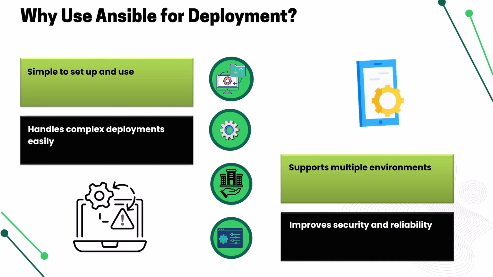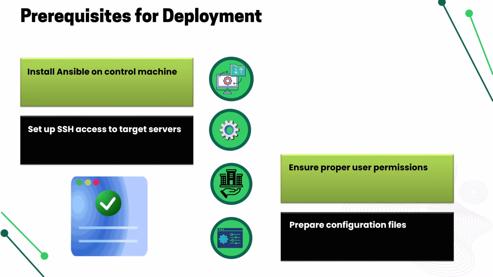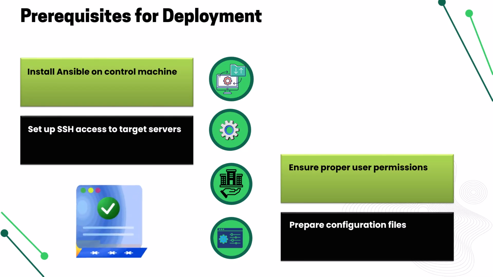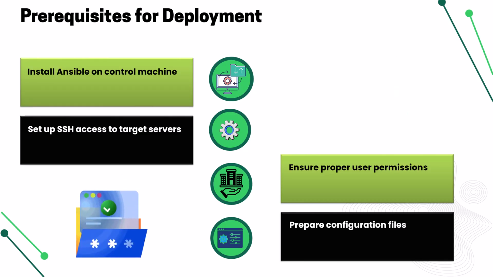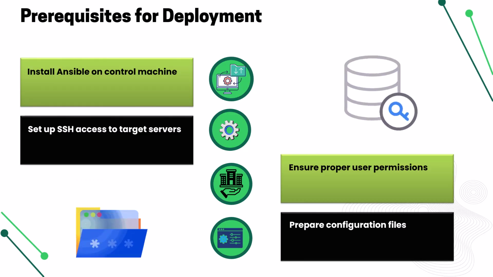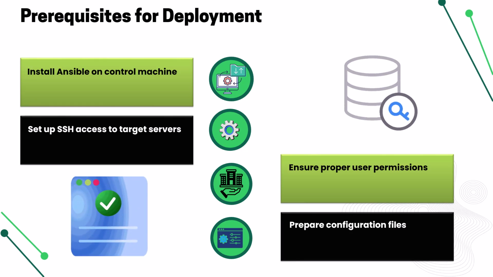Sounds pretty good, right? Before we unleash Ansible's magic, we need to set the stage. A control machine with Ansible installed, SSH access, proper permissions, and the right config files. These are the essentials. Think of it as assembling ingredients before cooking up a perfect deployment.